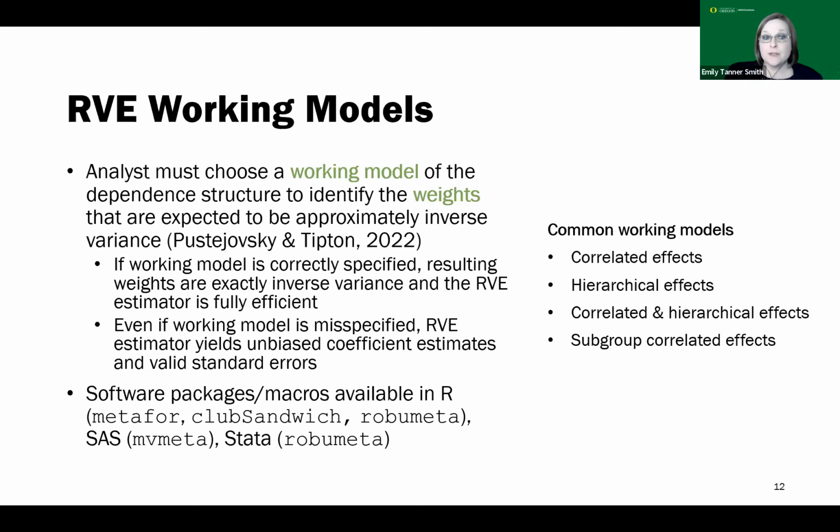So this includes, for instance, the correlated effects working model, which is appropriate for those multivariate dependent effects. They also specified a hierarchical effects working model, which is appropriate for those nested dependent effects. But then they also specified a working model that's a combination of the correlated and hierarchical effects, as well as a working model for correlated effects within subgroups.